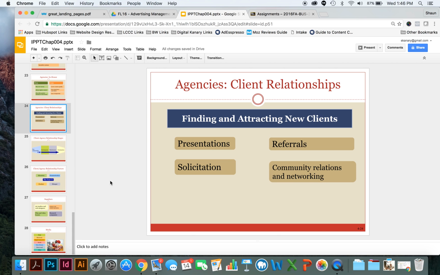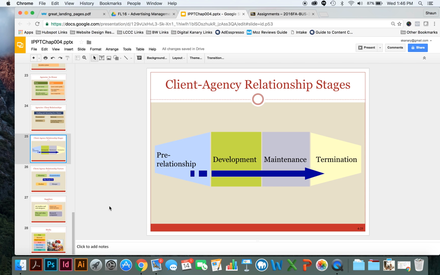Client relationships: obviously finding and attracting new clients is an important part of agency work, through presentation and solicitation. A lot of times they receive referrals of other agencies or other clients and manufacturers. The agency relationship stages with a client: there's the pre-relationship where an RFP is issued, a request for proposal. Somebody turns in a proposal to a client, they accept it, and then you develop the actual advertising strategy and the collateral. Then you maintain that collateral and that strategy and modify it. And then unfortunately, there is the termination of the client-agency relationship.